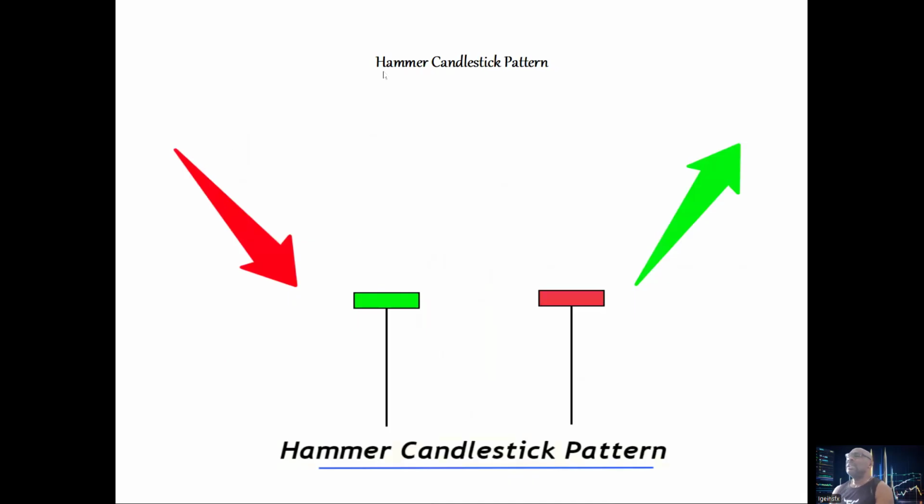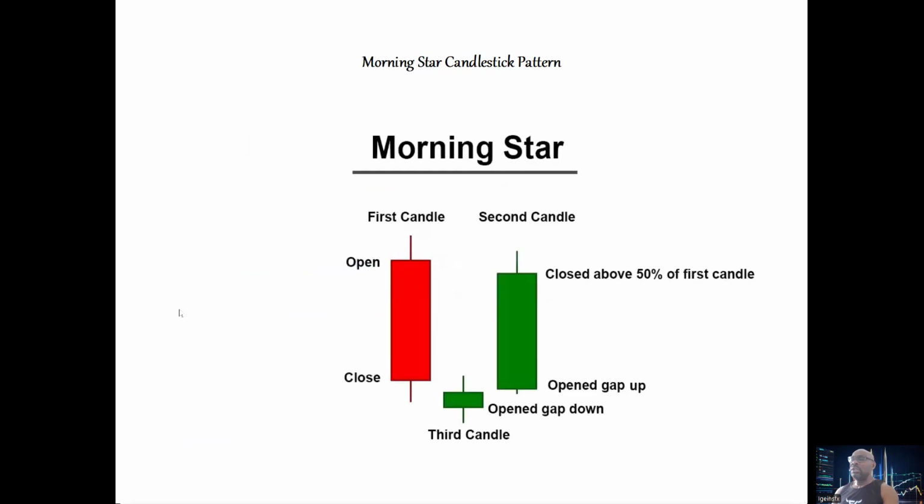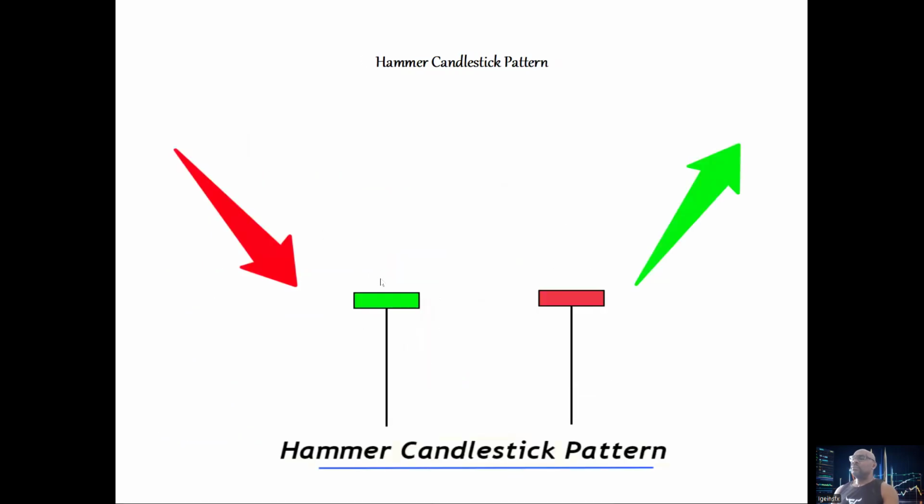Then the second one is the hammer candlestick pattern. We call it hammer. Like I showed you guys, there are three types: hammer, morning star, and bullish engulfing. I've shown you morning star. Now I'm showing you a hammer. All these formations are what? They are bullish reversal candles. Bullish reversal. A bearish trend turning to become a bullish trend.